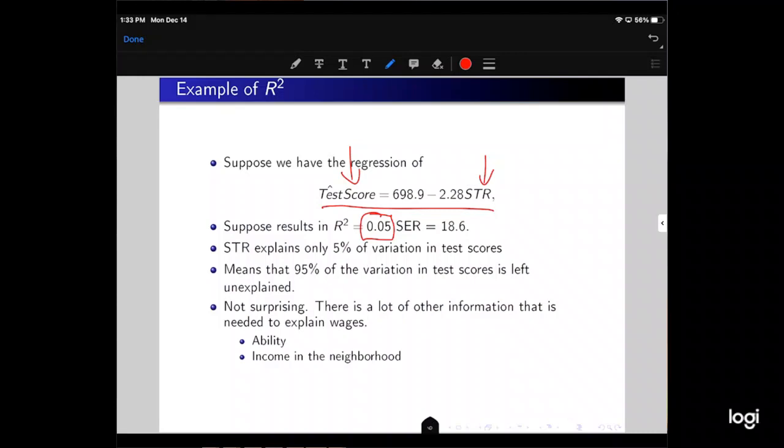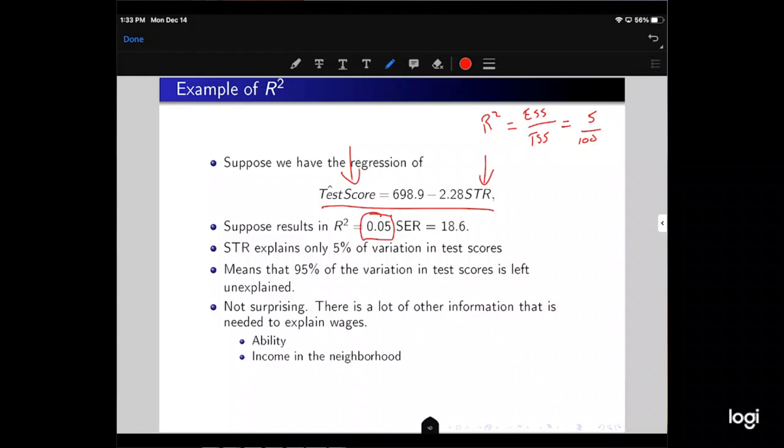If we were to write this down, R squared equals explained sum of squares over total sum of squares. Let's say the total sum of squares in this case was equal to 100, and then the explained sum of squares would be equal to 5. That's what we're doing here. 5% of the variation in the total sum of squares, or the y variable, is explained by the x variable. That means that 95% of the variation in test scores is left unexplained.